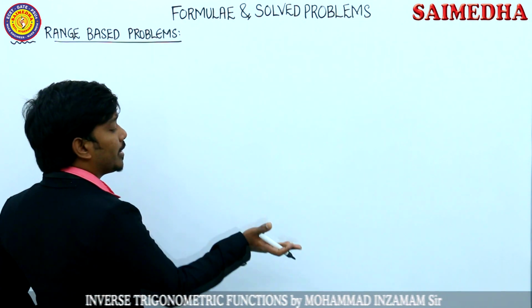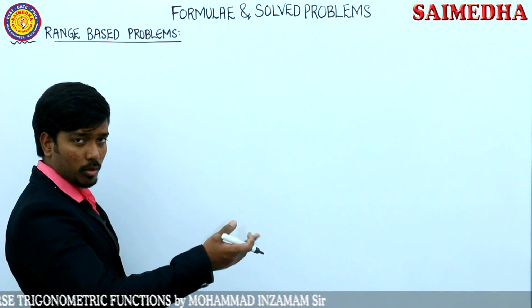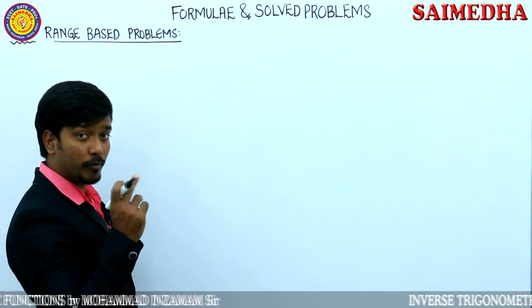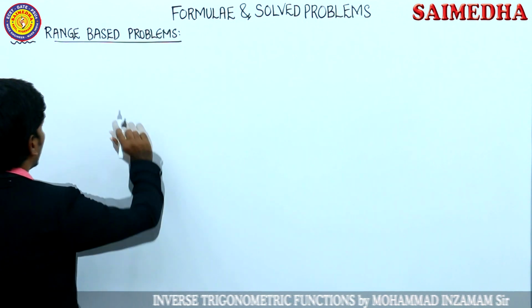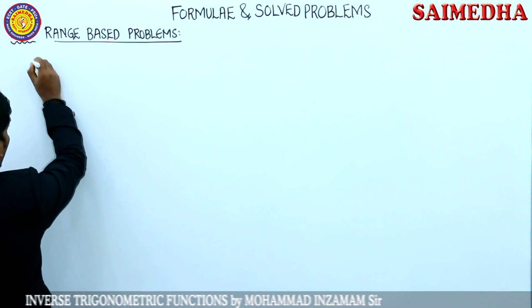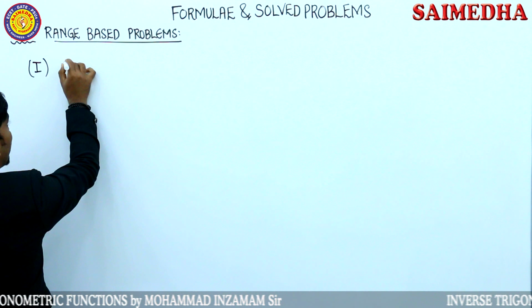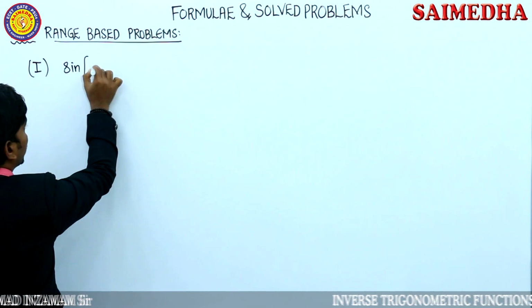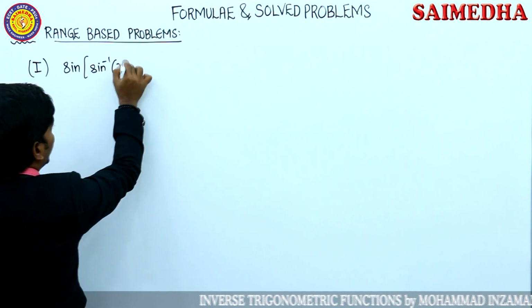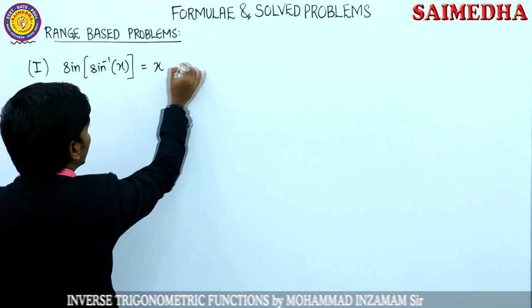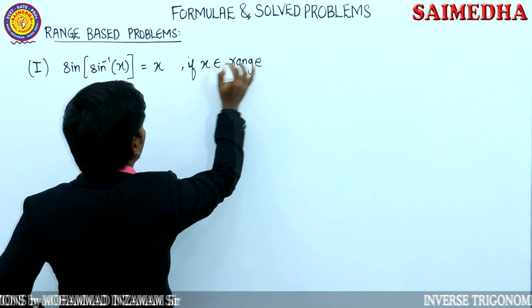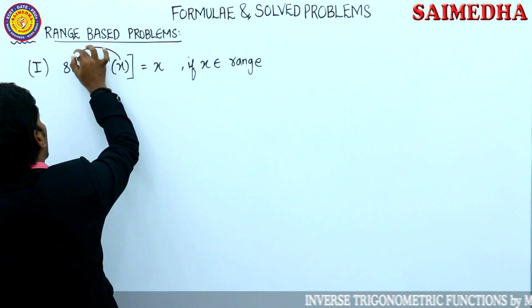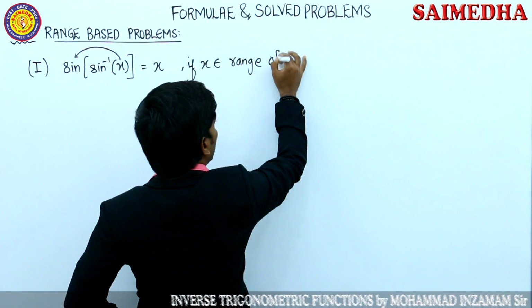The students who are directly watching this lecture, first of all go through the previous lecture, try and understand all the formulas, and then watch this one so that you can understand the problems here easily. Okay, let me write the formula first of all. The first formula is sin of sin inverse of x. Sin of sin inverse of some function is equal to x if x belongs to the range of the first function, the range of sine.